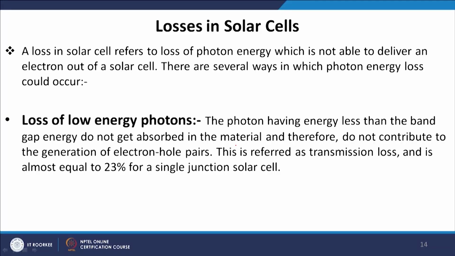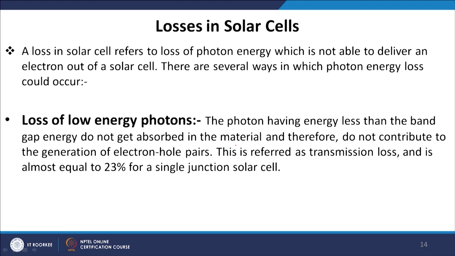Now, what can be the source of loss in a solar cell which contributes to lower efficiency? A loss in a solar cell refers to the loss of photon energy which is not able to deliver an electron out of a solar cell. So, that means solar radiation is falling on a solar cell, but it is not giving up an electron, the usual job of a solar cell. So, there are several ways in which photon energy can be lost.